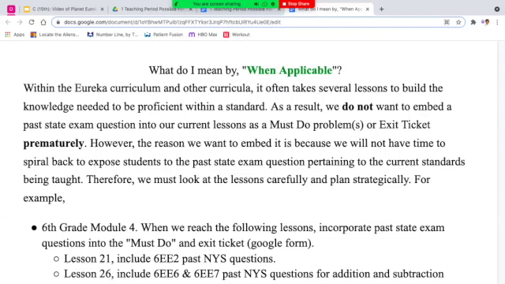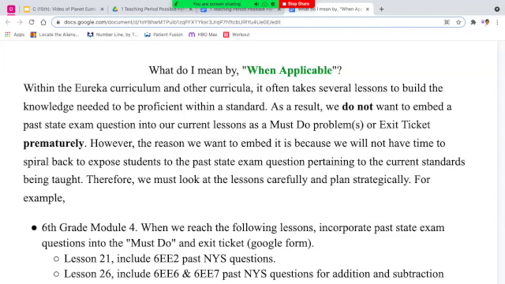What do I mean by when applicable? Now, this is where we start really thinking about how can we embed or when should we embed past New York State exam questions within a lesson. Well, within the Eureka curriculum or other curricula, it often takes several lessons to build the knowledge needed to be proficient within a standard. As a result, we do not, I repeat, we do not want to embed a past state exam question into our current lessons as a must do problem or problems or exit ticket prematurely.